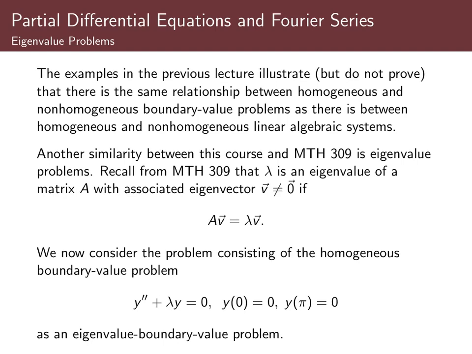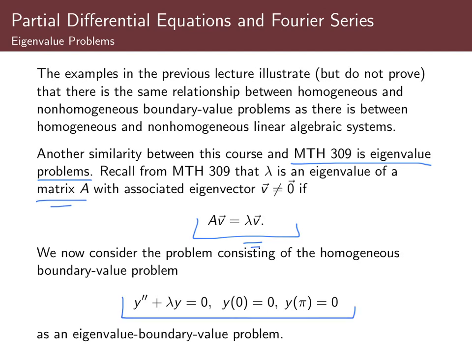And another similar type of problem is an eigenvalue problem. So remember what an eigenvalue problem was in Math 309. Lambda is an eigenvalue of a matrix A with associated eigenvector V if AV is equal to lambda V and V is non-zero. In this lecture, we're actually going to consider the following differential equation: y double prime plus lambda y is equal to 0, with y of 0 is 0 and y of pi is equal to 0.